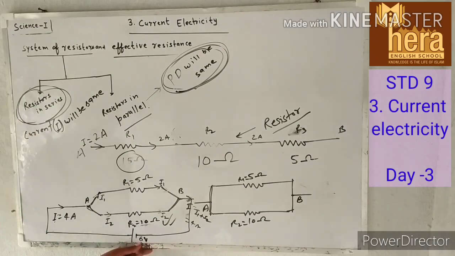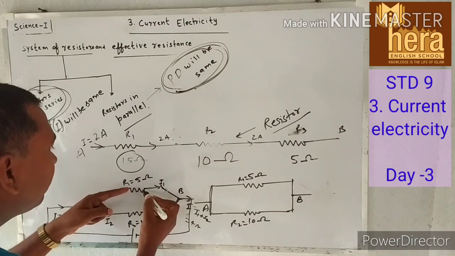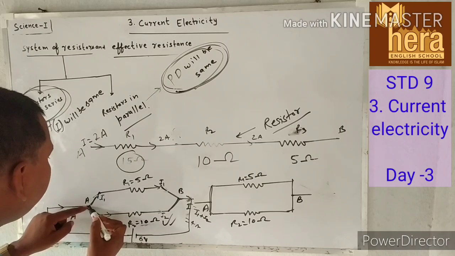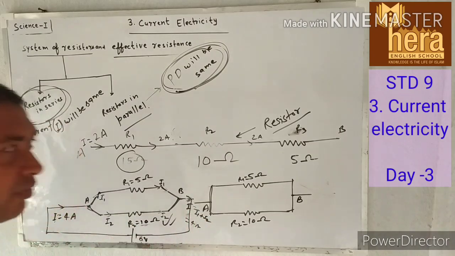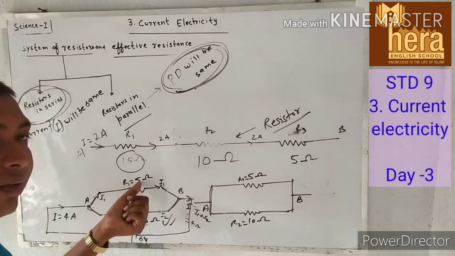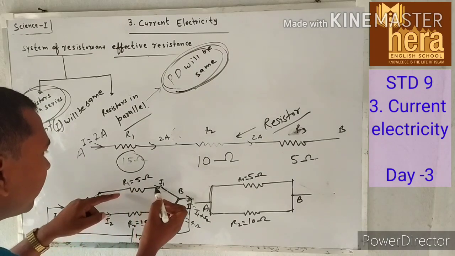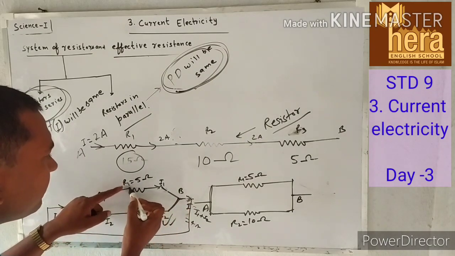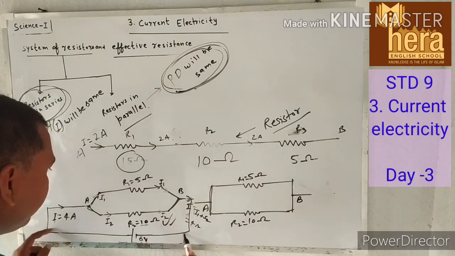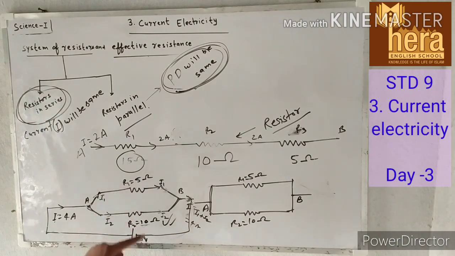So if I ask what is the potential difference between point A and B, the potential difference between A and B will be equal to how much? 6 volt. And if I say what is the potential difference across resistance R1, this is connected across 6 volt. So the potential difference across R1 is equal to 6 volt.